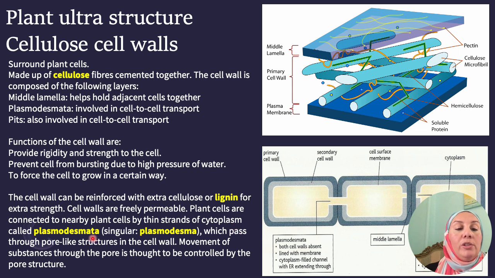Okay? Plant cells are connected to nearby plant cells by thin strands of cytoplasm. This is what we call plasmodesmata. If we were referring to one of them, it's called a plasmodesma, which passes through pore-like structures in the cell wall. Movement of substances through the pore is thought to be controlled by the shape or the structure of the pore. So not everything can pass through these pores. It's a way of controlling what goes in and out of the cell again.